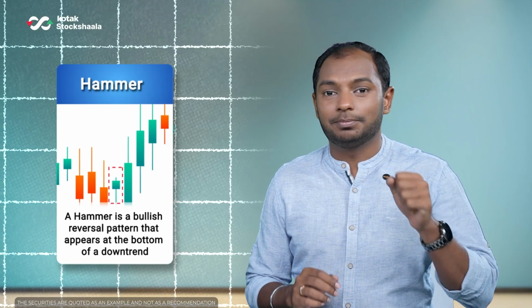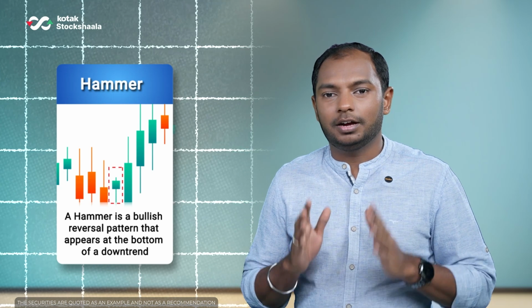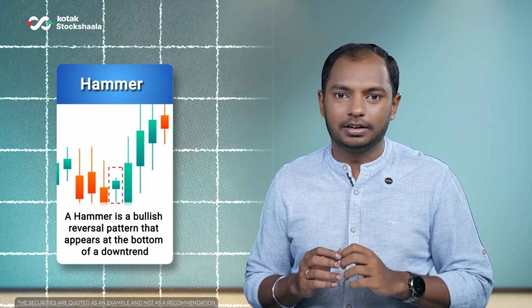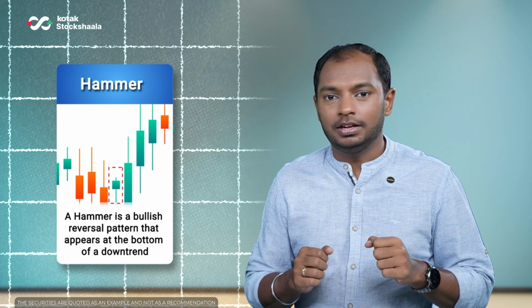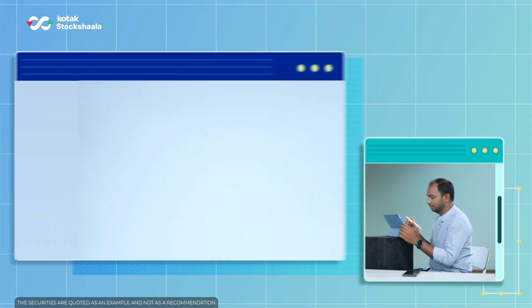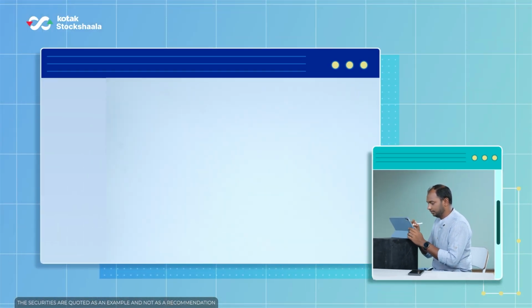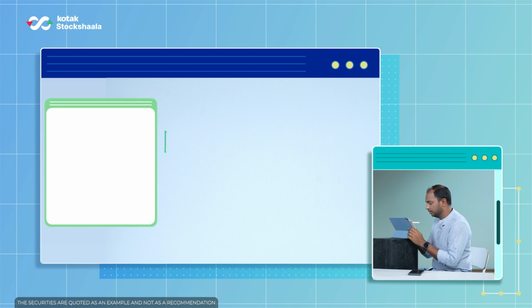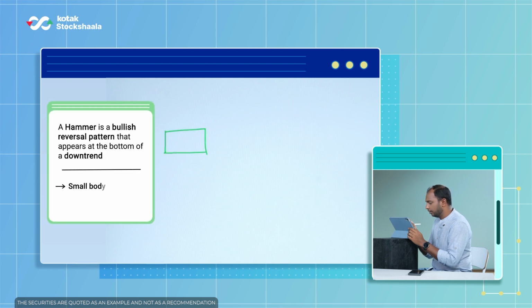A hammer is a bullish reversal pattern and it appears at the bottom of a downtrend. The candlestick of a hammer looks just like a hammer, and that's why it's called so. Now let's go over to the whiteboard and understand the structure of a hammer and the formation. The hammer has a small body at the top, a small shadow at the top, and a longer shadow at the bottom. Let's understand its formation.